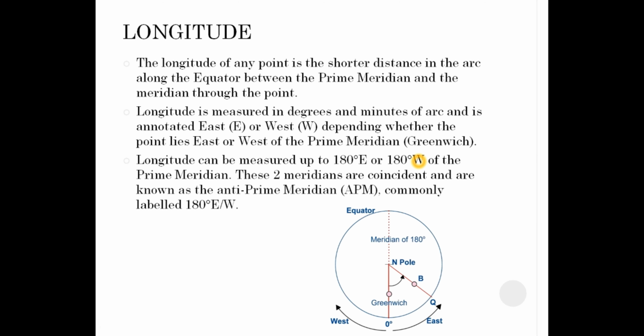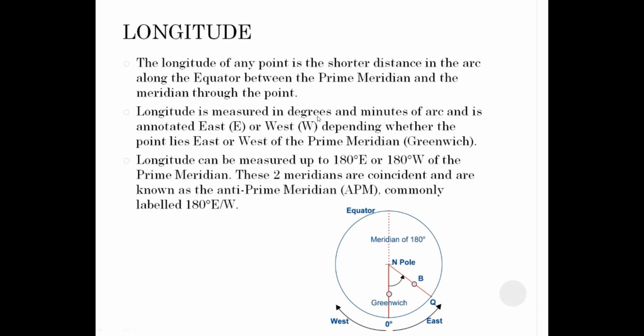Now let's talk about the longitude. The longitude of any point is the shorter distance in arc along the equator between the prime meridian and the meridian through the point. When you see the earth from above, it looks like this. This is our Greenwich prime meridian, and the North Pole. From here this is the east direction, this is the west direction. Remember, earth is rotating in the east direction, so it goes like this.